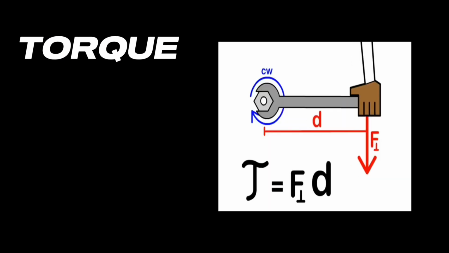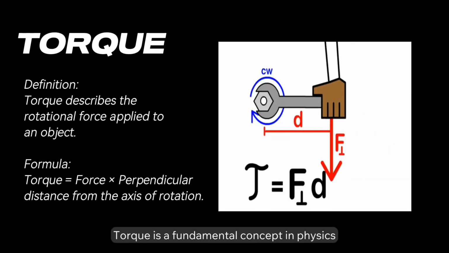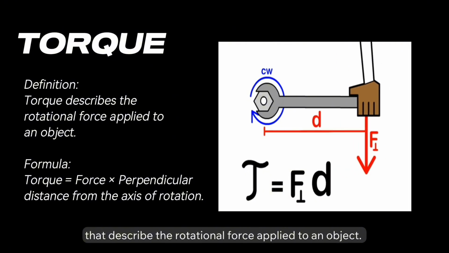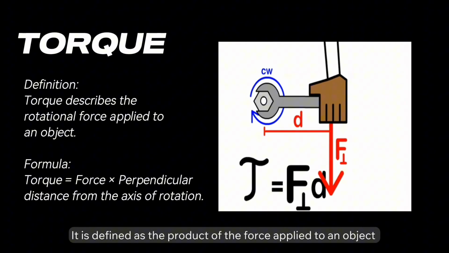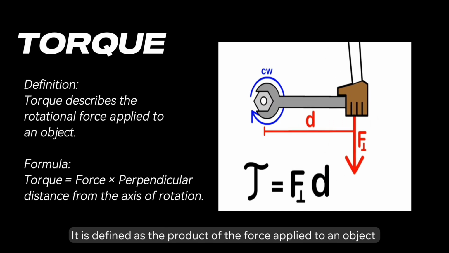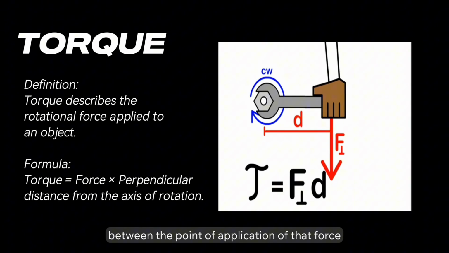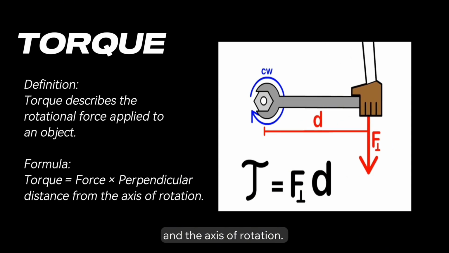Have you ever wondered why it's easier to open a door when you push it at the edge rather than in the middle? To understand this, we need to understand what torque is. Torque is a fundamental concept in physics that describes the rotational force applied to an object. It is defined as the product of the force applied to an object and the perpendicular distance between the point of application of that force and the axis of rotation.